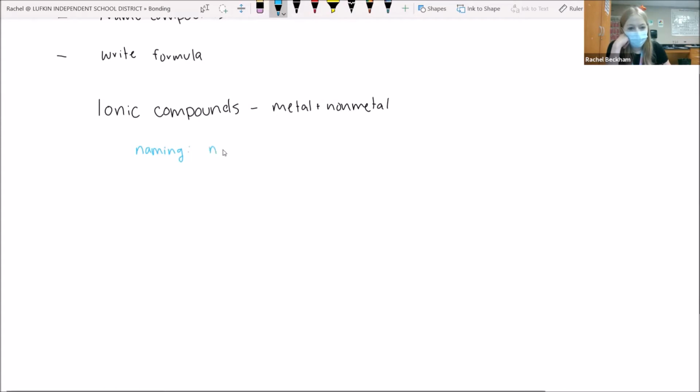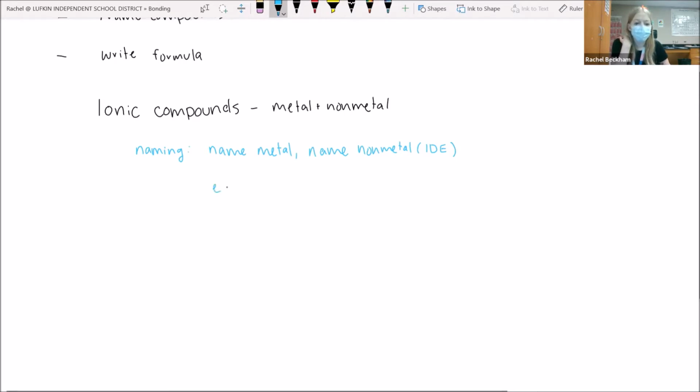Yeah, you name the metal and you name the whole name, like you don't change anything about it. Name the metal, and then you name the non-metal, but what do you do for the non-metal? Yes, you change it to "-ide". Okay, that's the general rule for ionic. You don't do any subscripts or any prefixes.